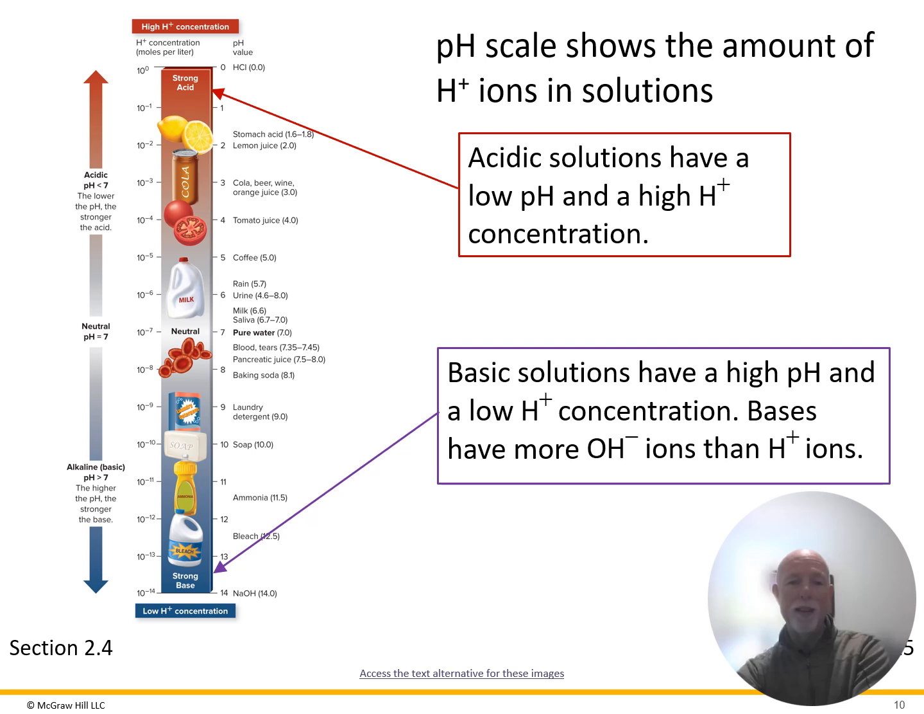Look at some of these down here, some of these classic household items. But look right here in the middle, around 7, 7.2, 6.8. These are things that are neutral. In other words, they're basically H2O, a balanced out molecule. Look at this, human blood, about a 7.1 pH, very neutral.